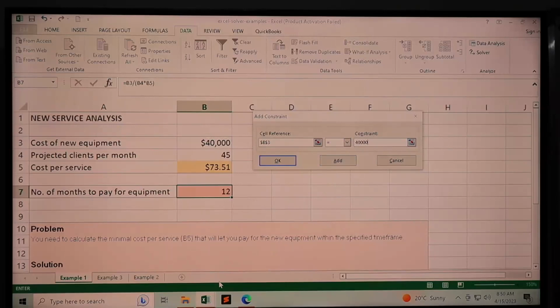Before you click add, you find that Excel Solver allows you to specify the following relationship between the cell reference and the constraint. So what are these? We have the less than or equal to sign. We have greater than or equal to. So you set this relationship by selecting them in that sense.